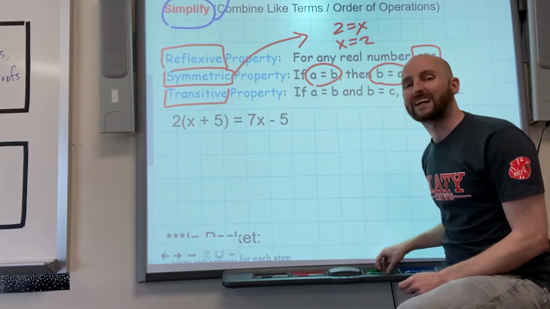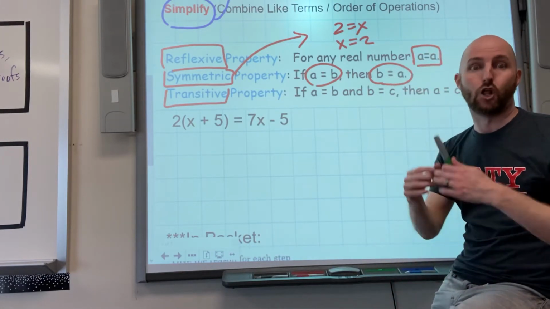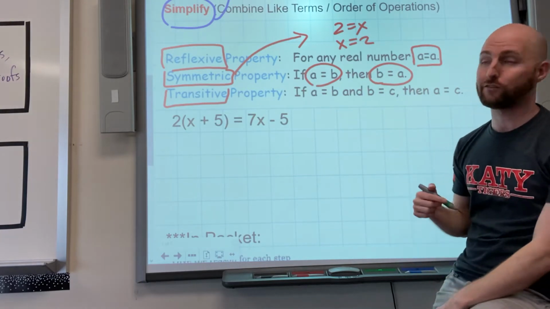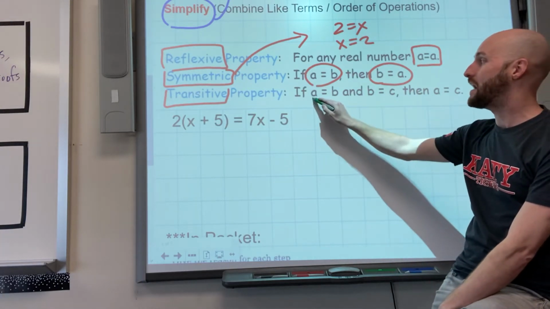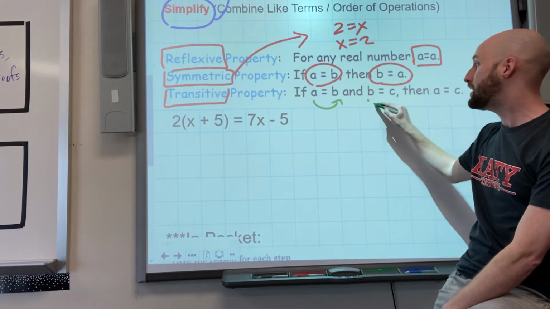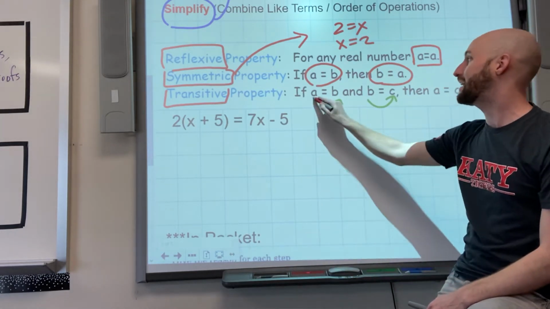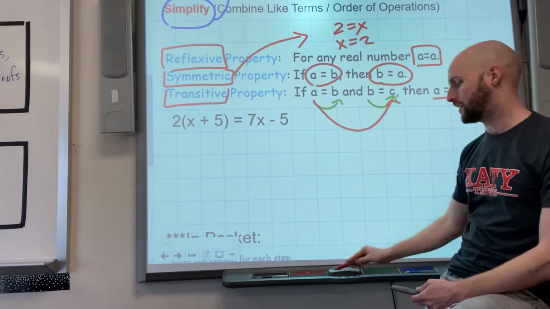Transitive is kind of like the law of syllogism that we just did in our laws unit, where it connects things. Like if A is the same thing as B, and B is the same thing as C, then I can connect them and say that A is the same thing as C.